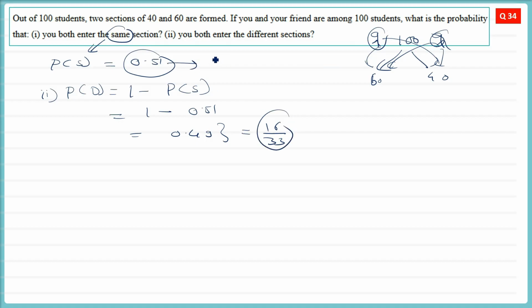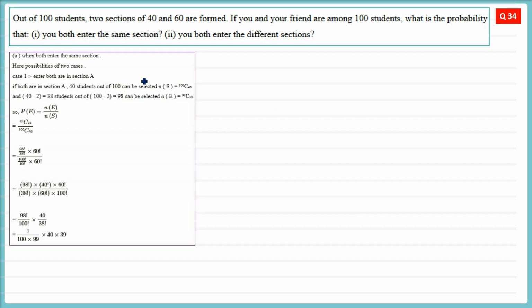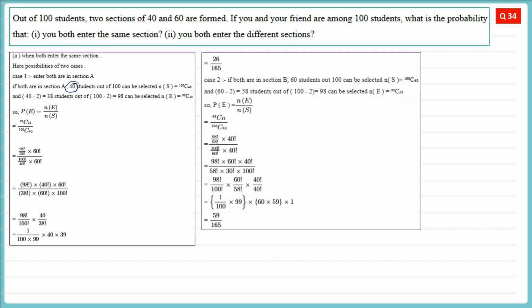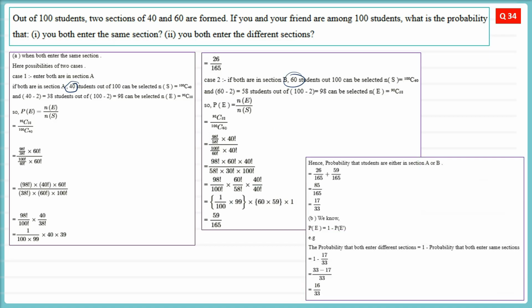16 by 33, 17 by 33. If you add them, this probability will come as 1. Try it, you'll get it. So this is a very good question. It will always come in 5 or 5+ marks. Please remember, this question needs a lot of effort, which I already explained to you. So these two probabilities have to be added to get 1: 17 by 33 that both go to the same section, and you subtract this 17 by 33 to get that both enter different sections.